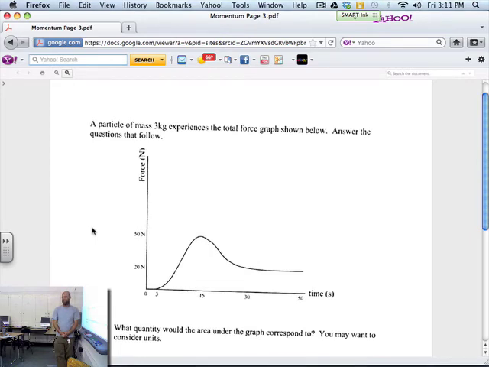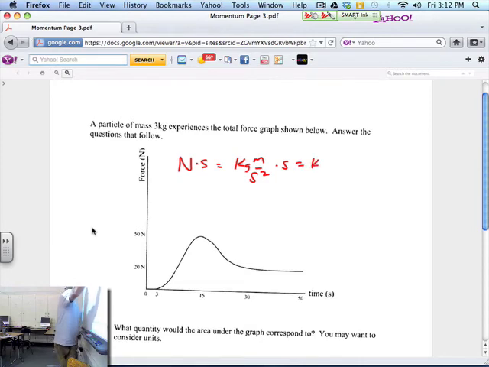Momentum. It's not momentum, but you're very close. It's kilograms. What's the area under this graph represent in physics? You guys figure out the units yet? Kilograms, meters a second. When you multiply newtons times seconds, this is the same as kg meter per second squared times second, which is kg meter per second. I agree with you, the units match momentum, but I'm telling you it's not momentum.